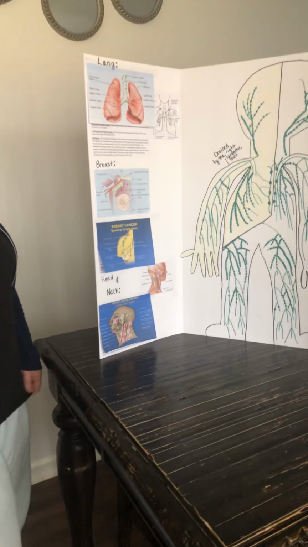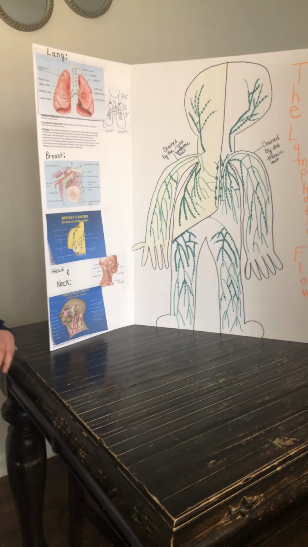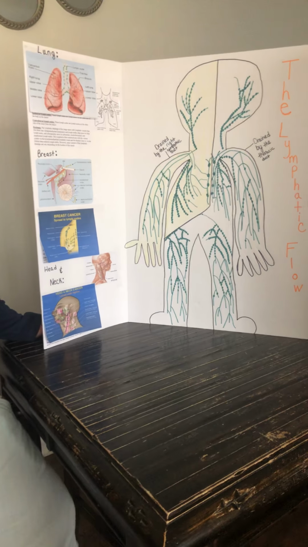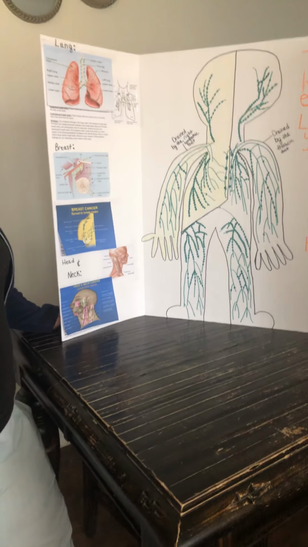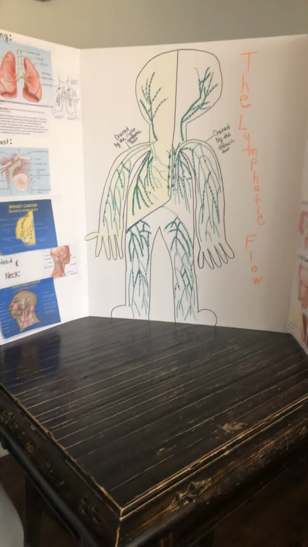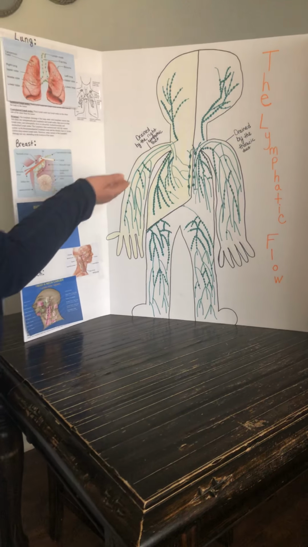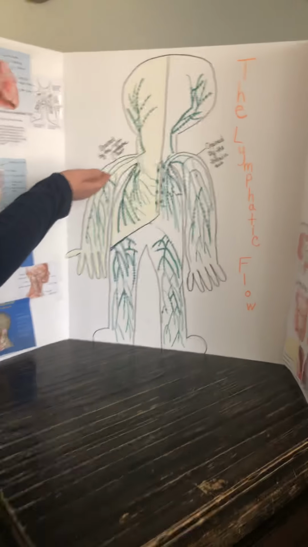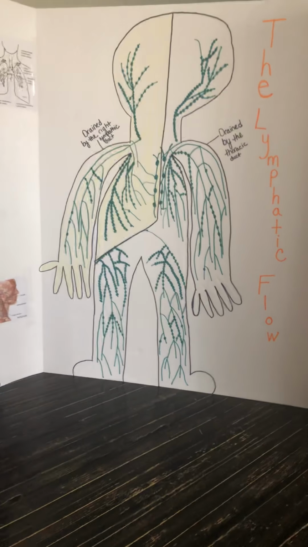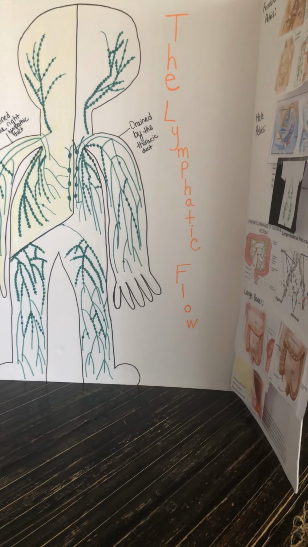My lymphatic flow projects. I'm sorry, I'm no artist, so I did the best of my abilities making a diagram of the lymph nodes on the body. On the side of the body, you can see that it is drained by the right lymphatic duct, and over here where it's not colored in, it is drained by the thoracic duct.